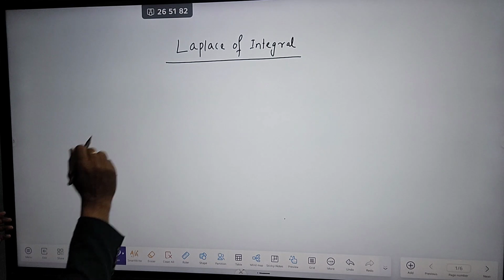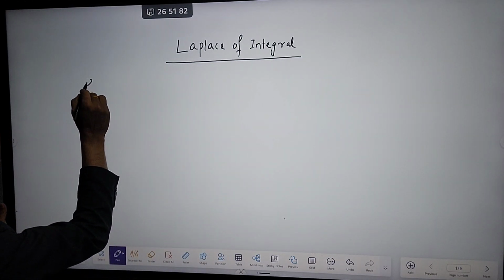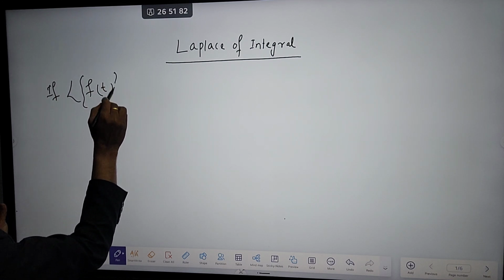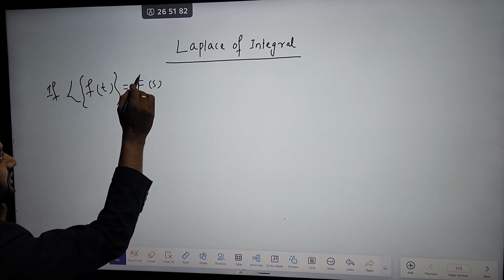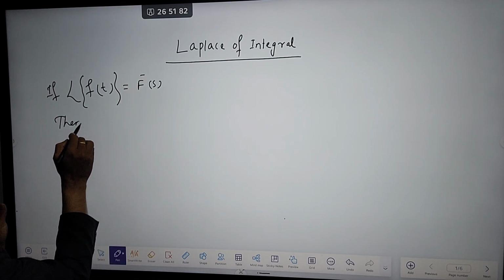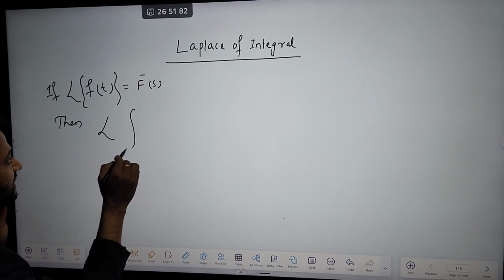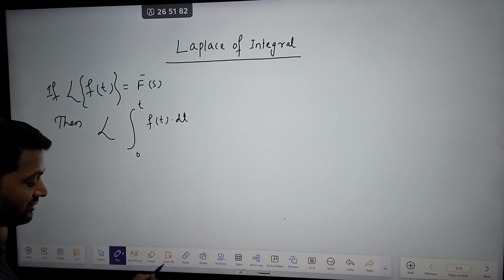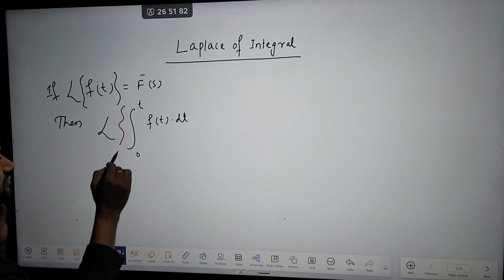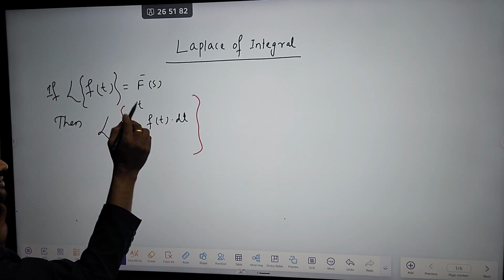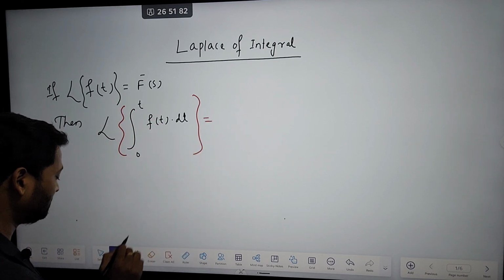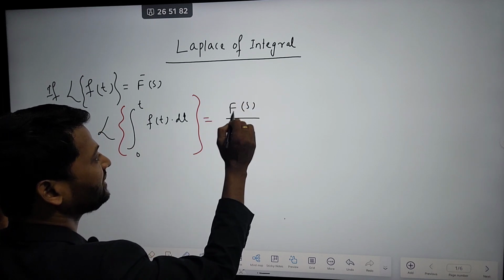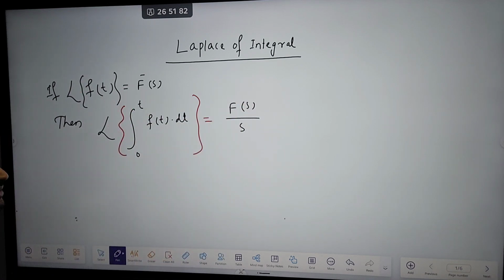So let's see, Laplace of integral, what is it? Look, f of t is a function. If Laplace of f of t is equal to F(s) or F bar s, then as per the theorem, Laplace of the integration of f of t with limit from 0 to t, remember this, is equal to F(s) by s. What is this F(s)? F(s) is the Laplace of this function. Okay, we'll take an example.